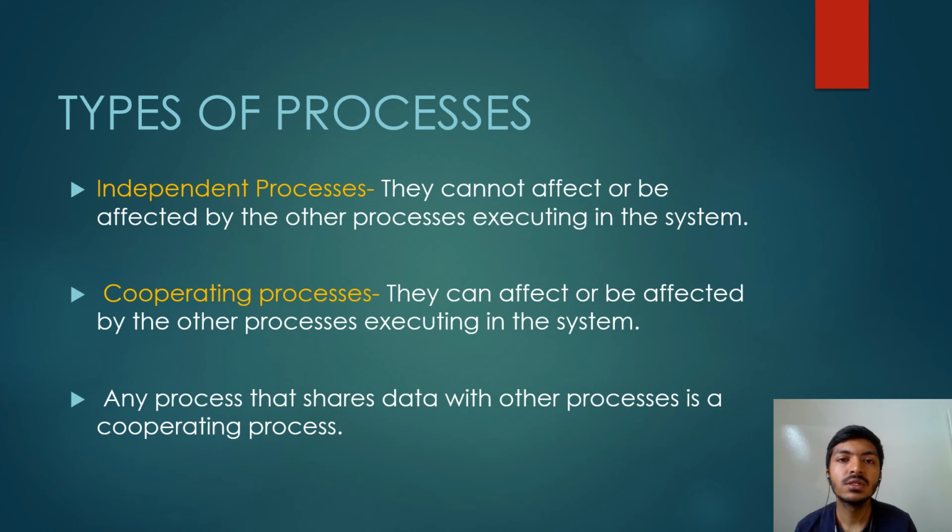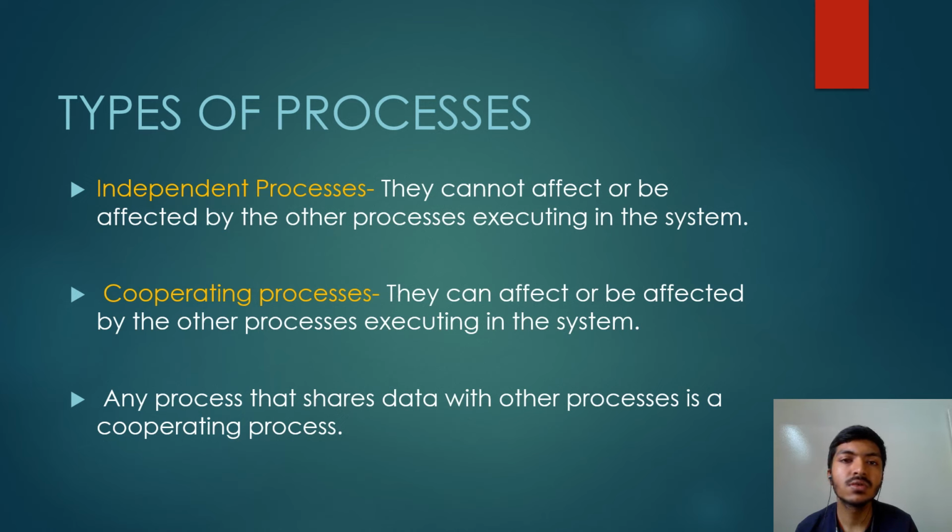The first one is the independent process. Independent processes are those processes which cannot affect or be affected by the other processes running in the system. For example, if there are different processes running in the system, then they execute in their own ways. They do not affect each other, and so the processes execute without any effect on them.